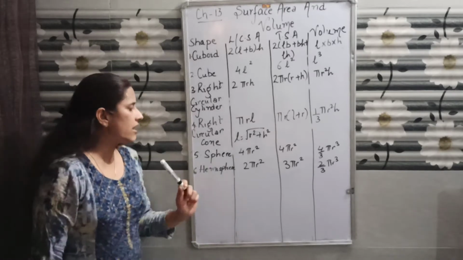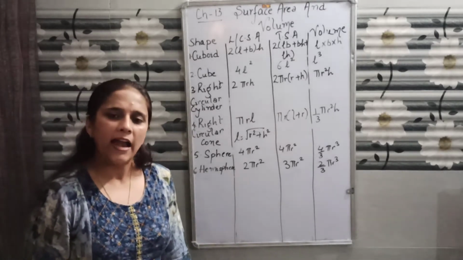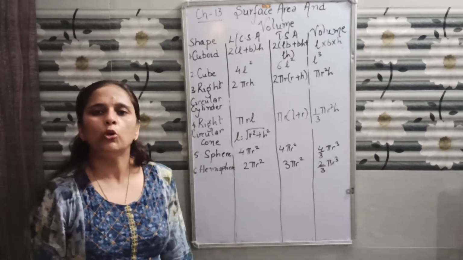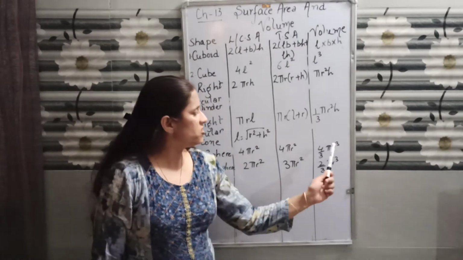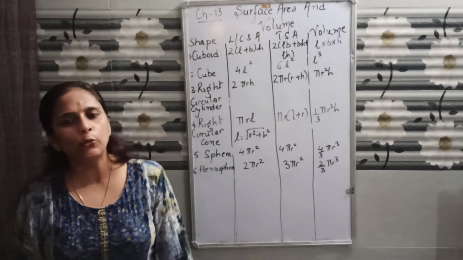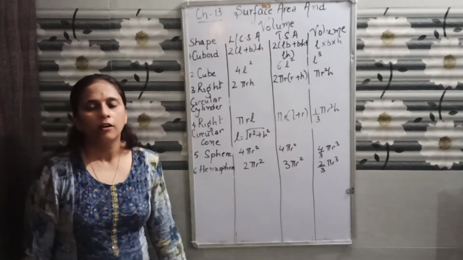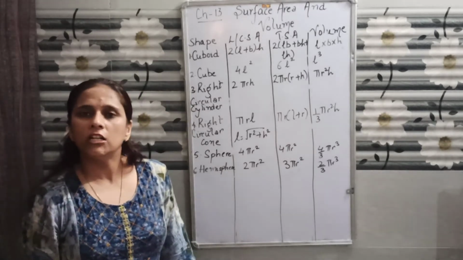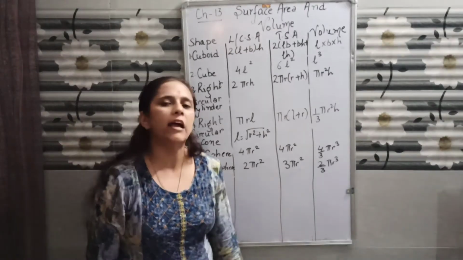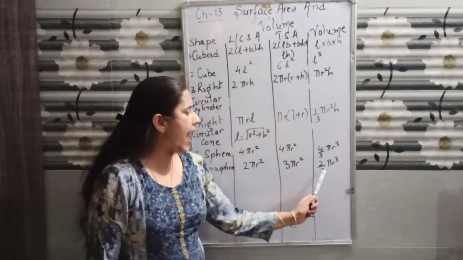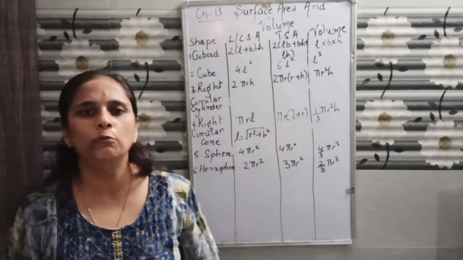whereas the volume is 1 by 3 pi R square H. Then comes sphere. In a sphere, the curved surface area and the total surface area are the same. It's 4 pi R square. And the volume is 4 by 3 pi R cube. Then comes the turn of hemisphere. In a hemisphere, the curved surface area is 2 pi R square. Total surface area is 3 pi R square. And volume is 2 by 3 pi R cube.